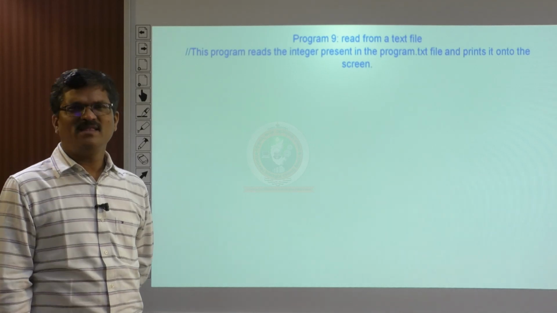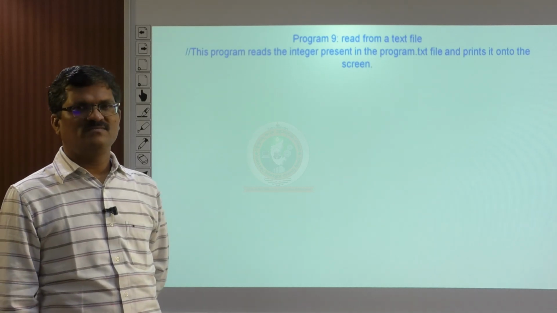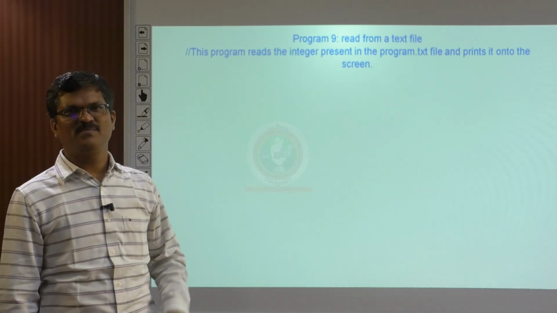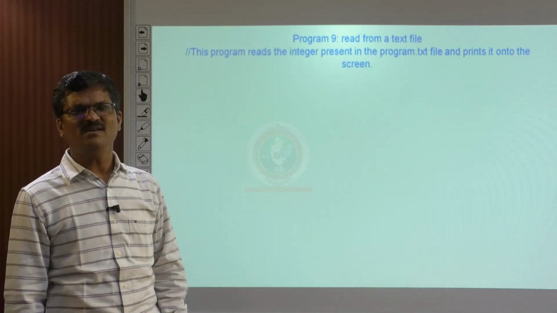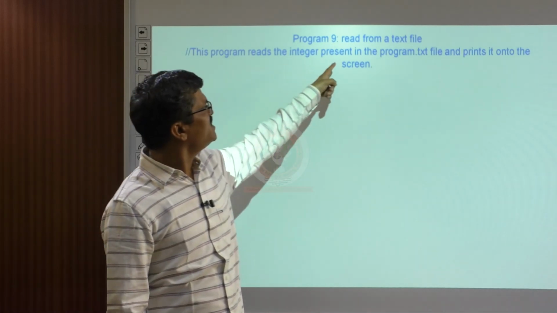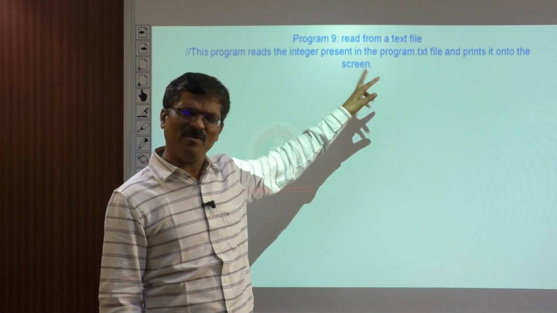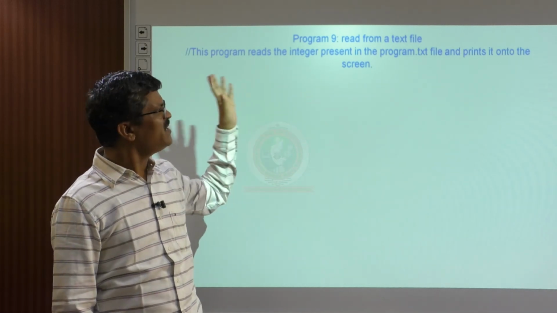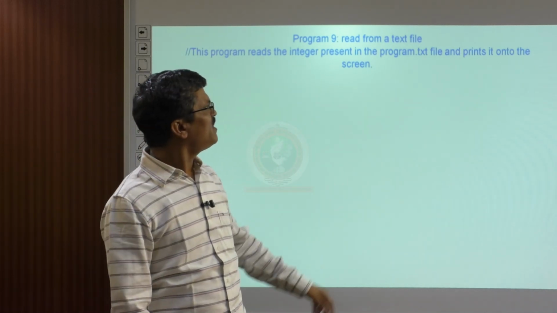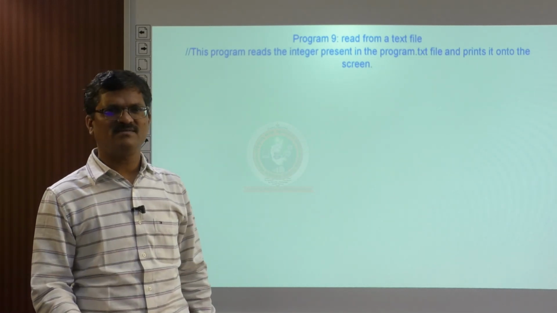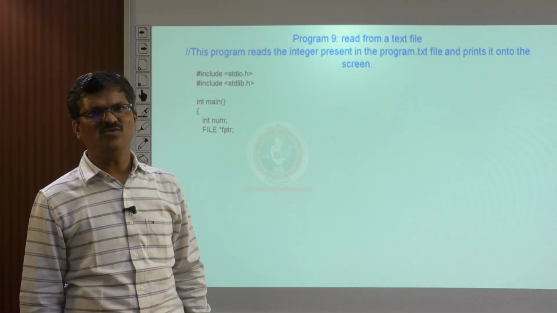Now we will go for another program where we would like to read from a text file. In the previous case, we wrote something to the file; here we will read from a file. This reads the integer present in the previous file; we will make use of the same program.txt. Whatever was written there can be read and printed onto the screen. So, how do you do this?